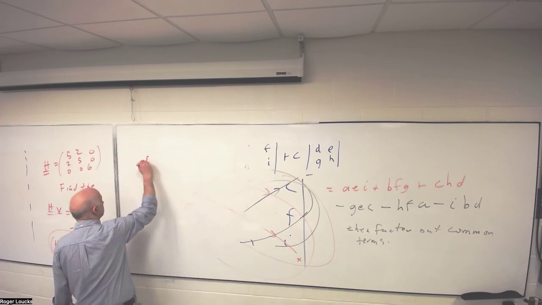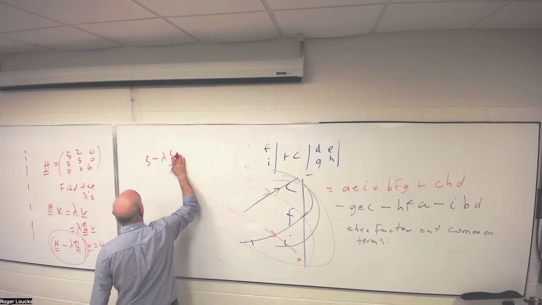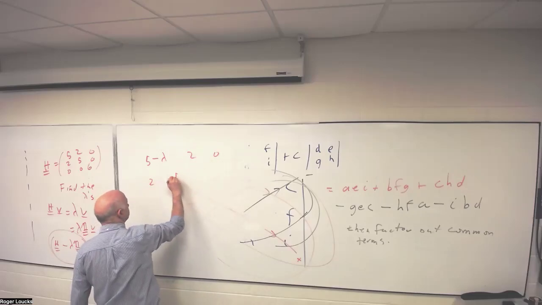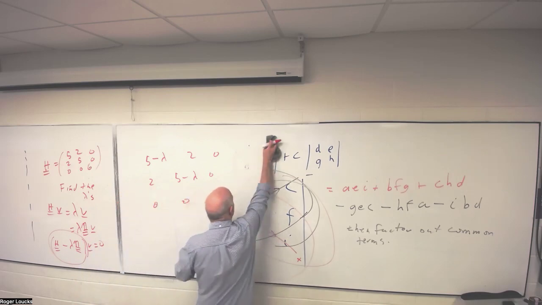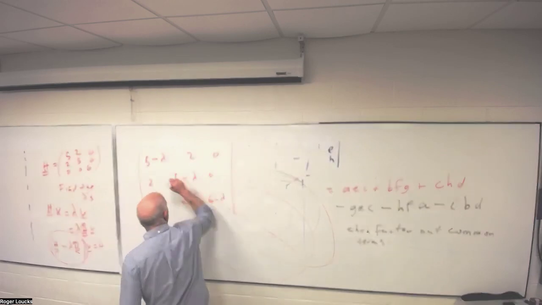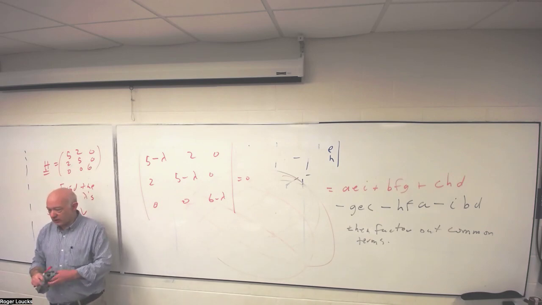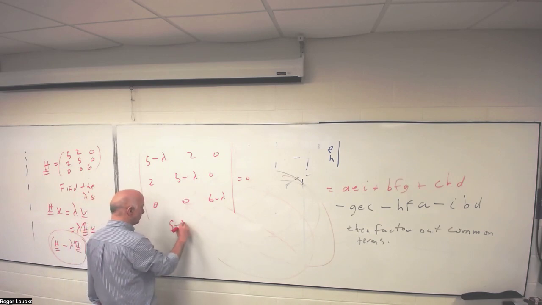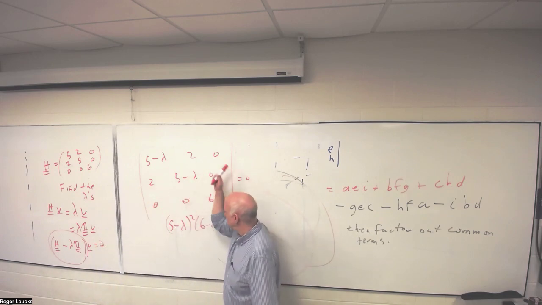So when you do this, this will give you 5 minus lambda, 5, 2, 0; 2, 5 minus lambda, 0; 0, 0, 6 minus lambda. And if you do it my way, what does that give you? That's correct. So this is 5 minus lambda squared times 6 minus lambda.